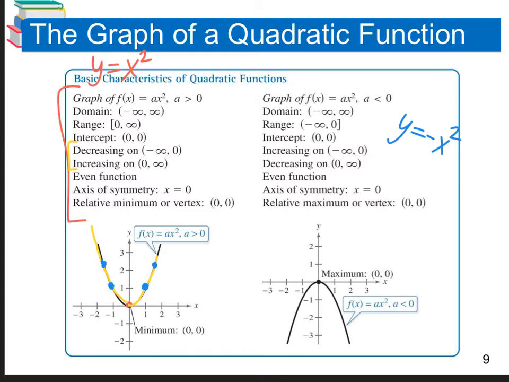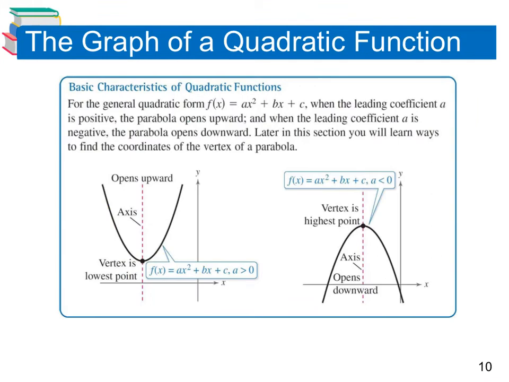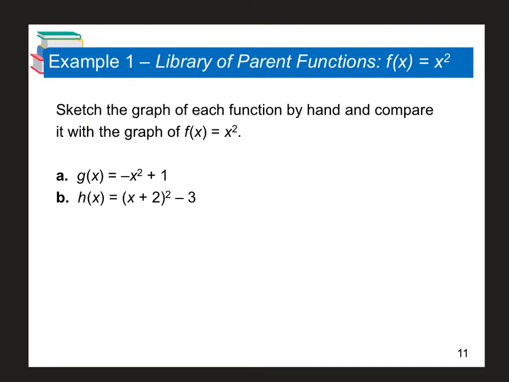All right, so of course we know things can be changed and transformations can happen. Graphs can be shifted, stretched, reflected, all that good stuff. So let's look at a couple examples. Let's see if we can sketch the graph by hand and then compare it to the parent function. So first off, part A here, we have g of x equals negative x squared plus 1. Okay, so let's think about what might be happening there.